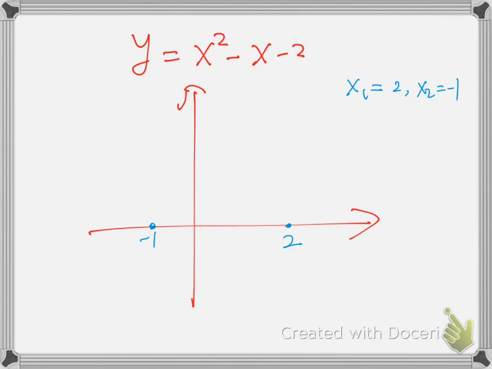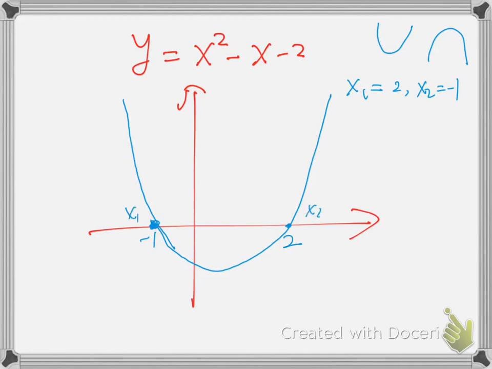Okay, so the graph is a parabola. It's a U-shape. So the graph of a quadratic equation is either U-shape or N-shape. Okay, so we have a parabola passing through these 2 points, and it opens up. So this is the graph of this equation. Okay, so here is our x1 and x2.